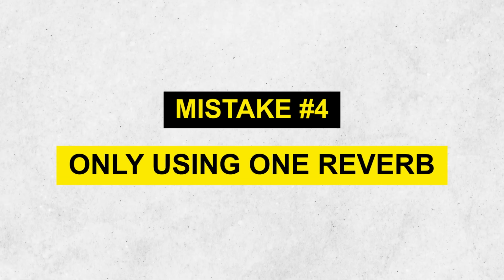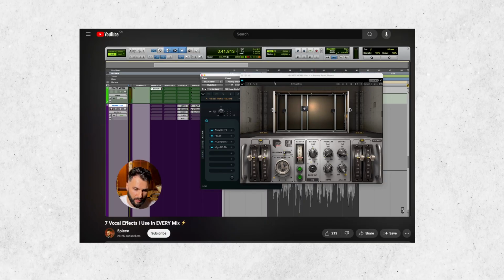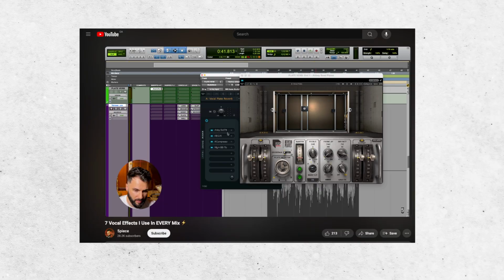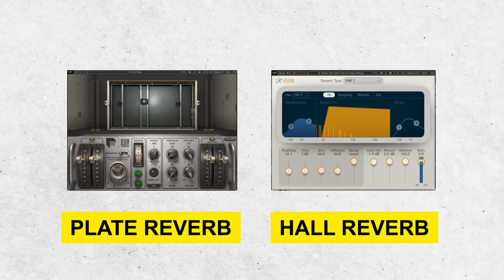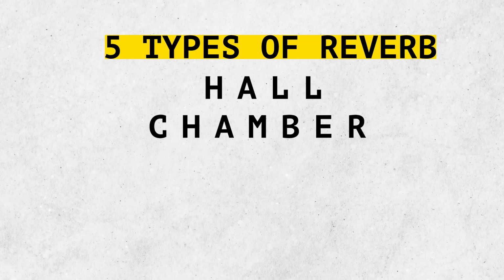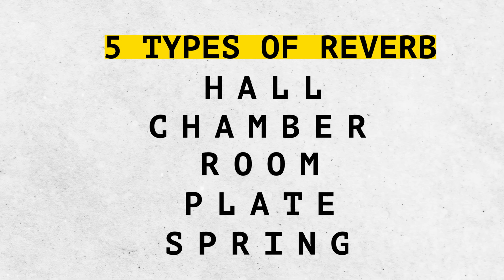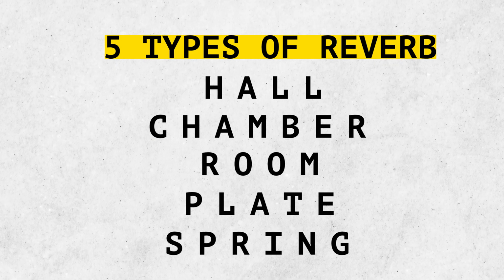Now, the fourth mistake that mixers make is they only use one type of reverb in a session. If you watch my 7 vocal effects I use in every mix video, you know that I start with 2 reverbs in my mixing session always, one being a tighter plate reverb and another being an elongated hall type of reverb. There are typically 5 types of reverbs we can rely on in a mix, being hall, chamber, room, plate, and spring, each with their own unique texture and characteristics.